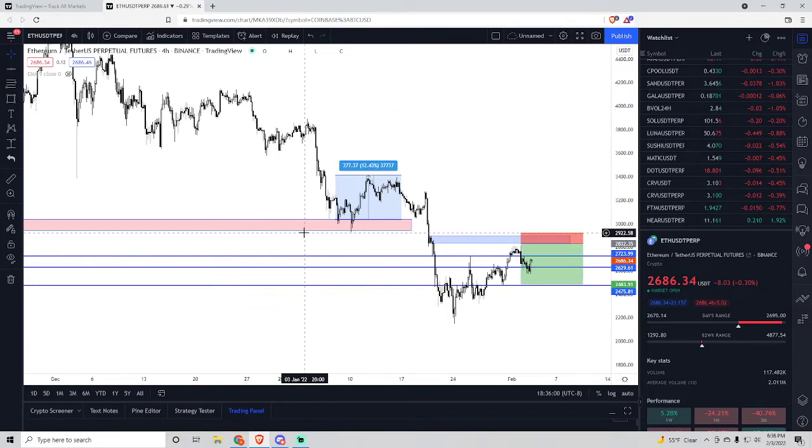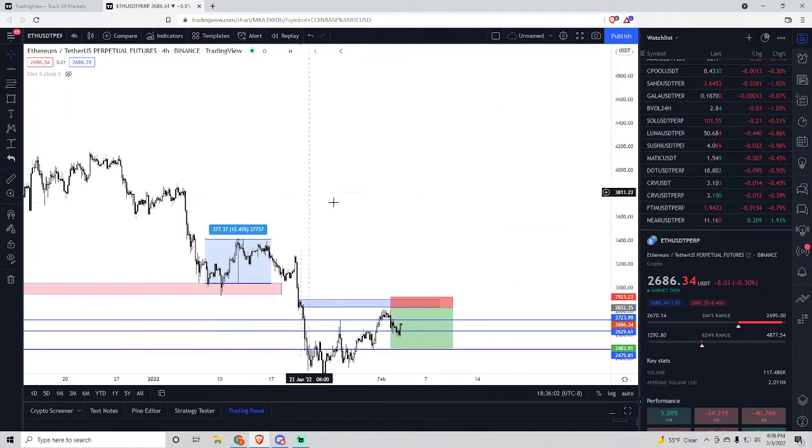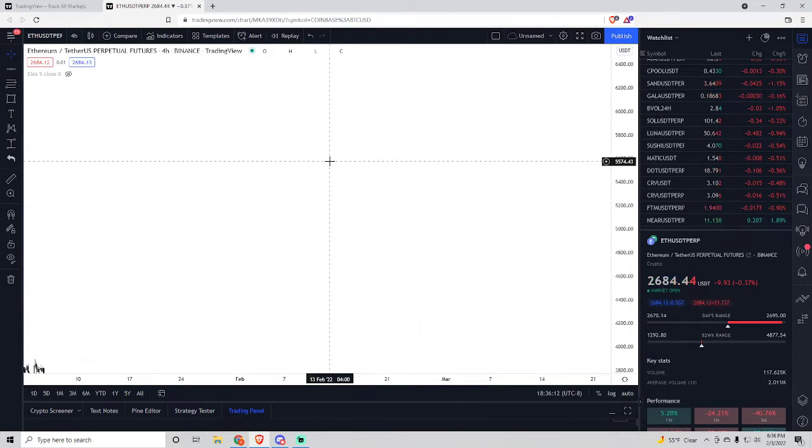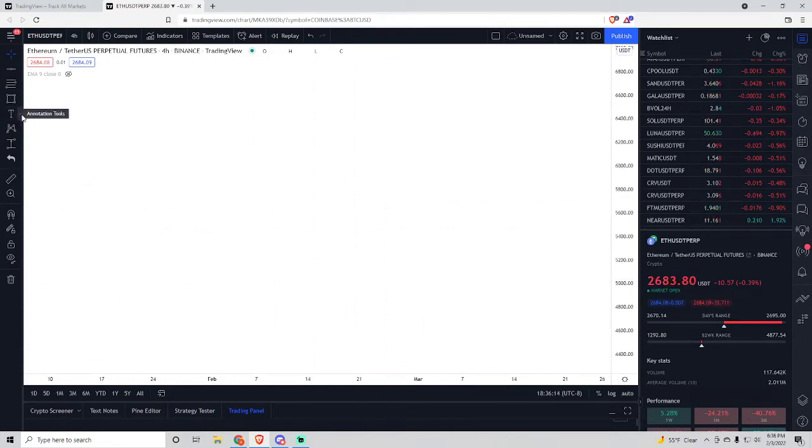But so let's go ahead and get started. Before we do, I want you guys to know my definition of a supply and demand zone. So I'm going to draw it here for you guys.